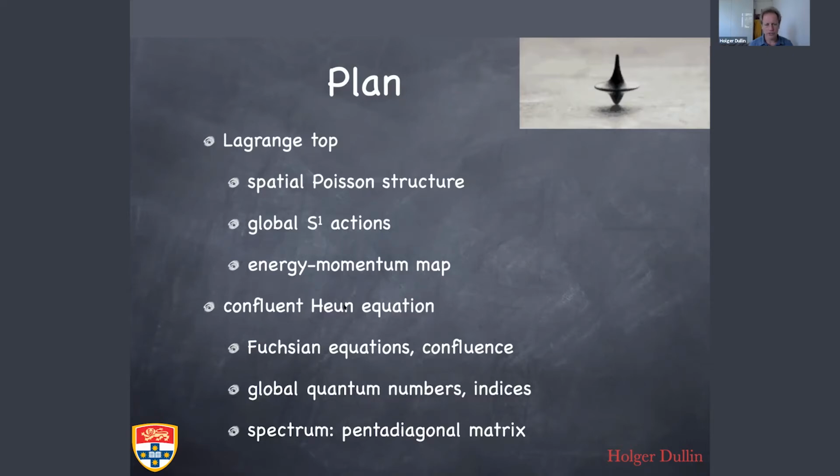All right, Confluent Heun equation. I think probably for this audience, I don't need to explain too much about Fuchsian equations and confluence and all that. So I'll go quickly through that. But I will explain how this connection between these global S1 actions, the classical global actions, and quantum numbers and indices of the Heun equation arises. And then I'll have some remarks about how to actually compute the spectrum of the Schrödinger equation, which is the Heun equation.